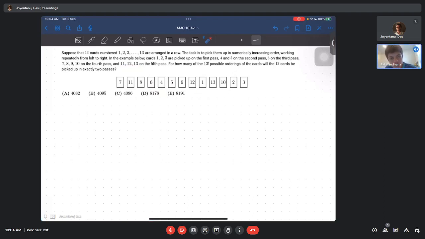But do the fourth and fifth passes really matter if they're just asking about how many can be picked in 2 passes? No, they are just explaining for this example. Okay. So the thing is, the total possible orderings is 13 factorial, because you can arrange them in 13 factorial ways. So for how many of these 13 factorial possible orderings will the 13 cards be picked in exactly 2 passes? Yes, that is the question.